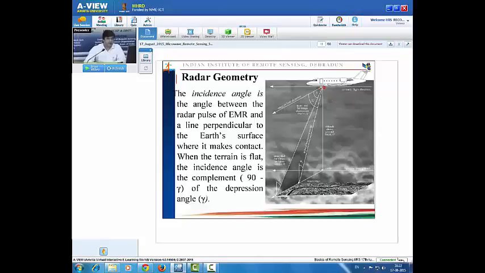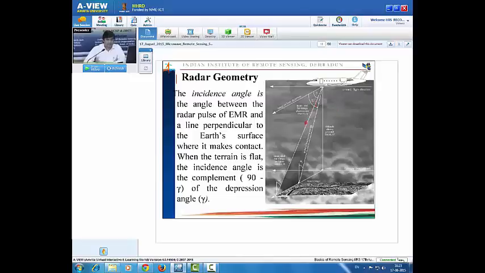This radar sensor will be looking in one direction. It will be either looking left or right according to the azimuth flight direction. Here in this case, the radar sensor is looking left. It is transmitting the electromagnetic pulses. The range in which the radar sensor is looking, either left or right, is known as the look direction or range direction.